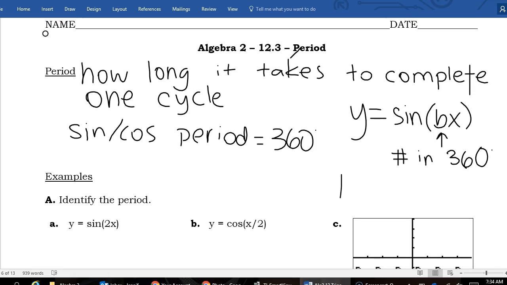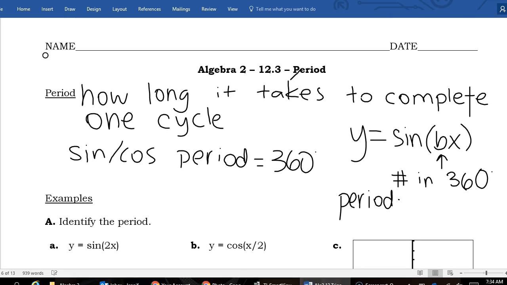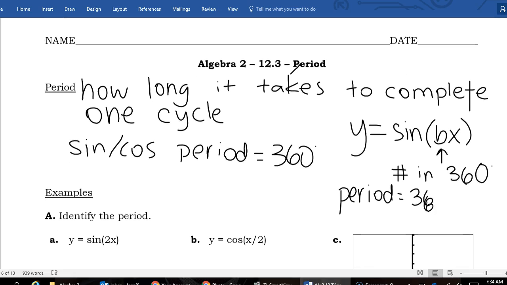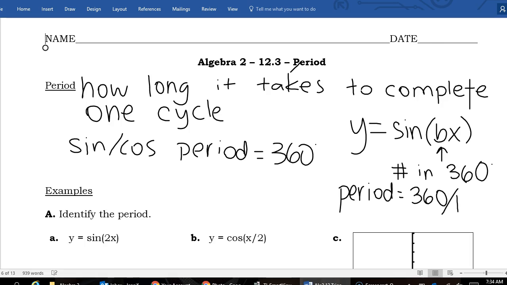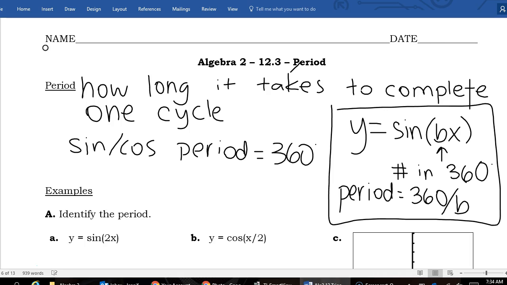So if you wanted to actually calculate the period, you would do 360 divided by b. Let's put a box around that stuff.